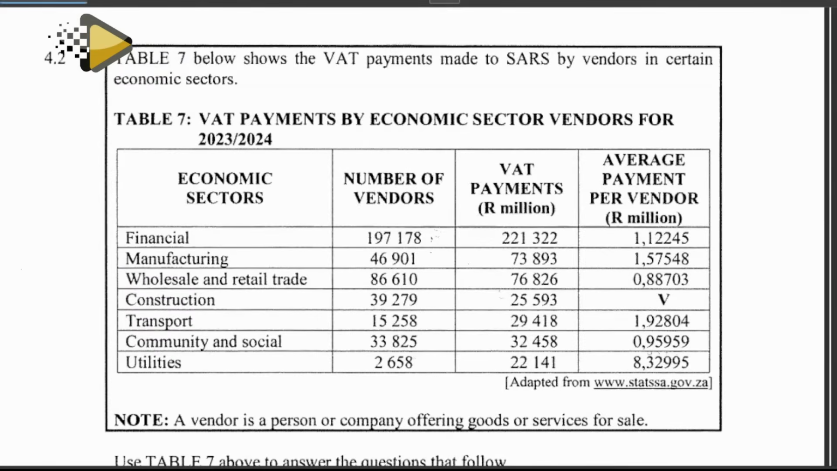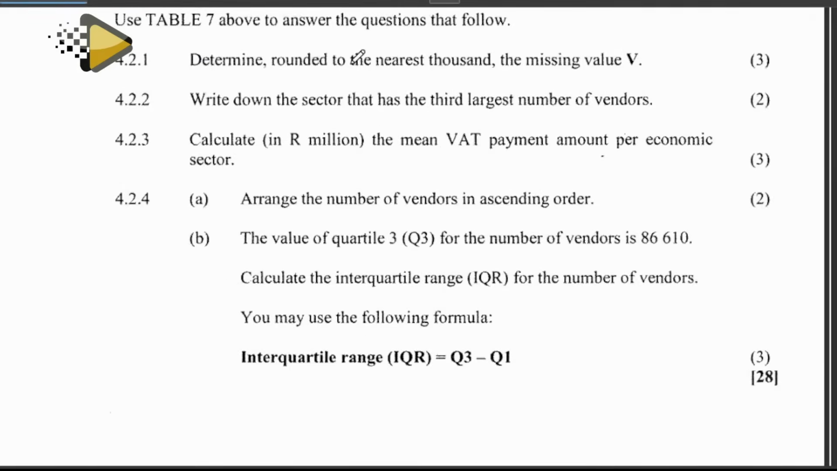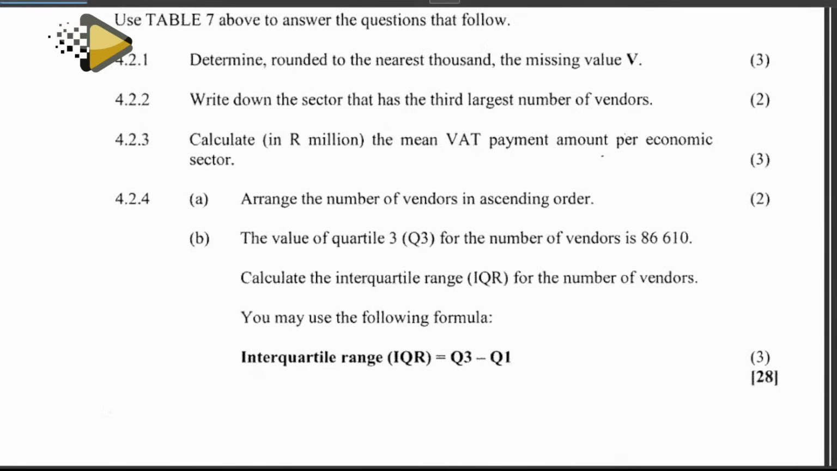Okay. Question number 4.2. We look at the economic part of it and we see: determine, rounded to the nearest thousand, the missing value of V. What is V? Average payment per vendor. Per vendor, meaning get payment here, divide by the number of vendors, because per vendor. So what we're going to do, we shall say the payments, which is V, will equal to, please don't expand the numbers, leave them the way they are. Because if you try to expand them, they make your work too big.